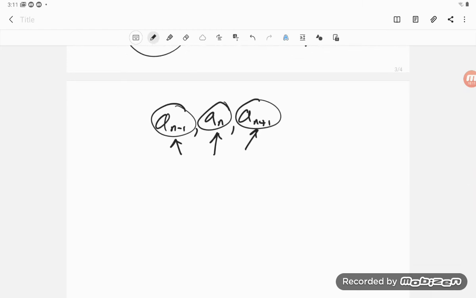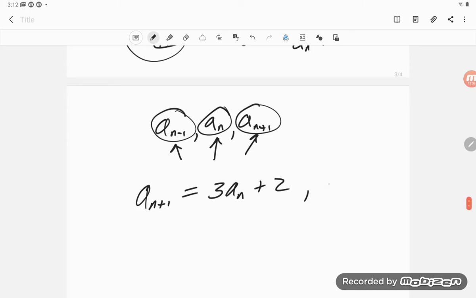So this is the idea of a recurrence relation. So you tend to see recurrence relations written more like, say, a sub n plus 1 is equal to, say, 3a sub n plus 2, something along those lines. And then you'd be told maybe a sub 0 or a sub 1 or something like that.